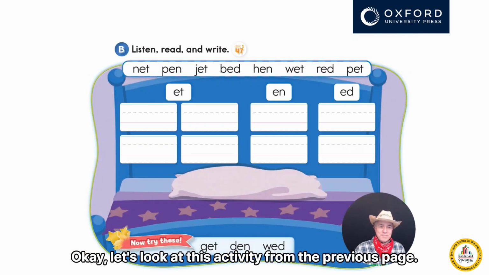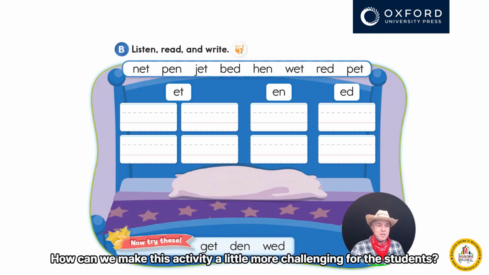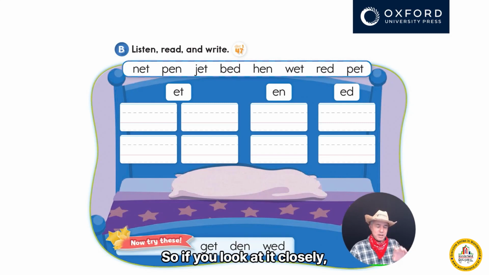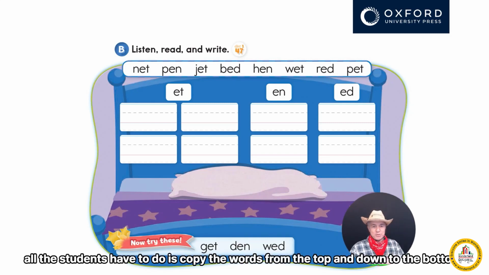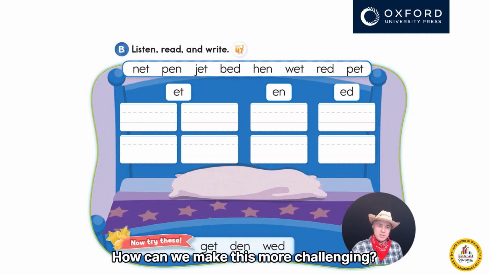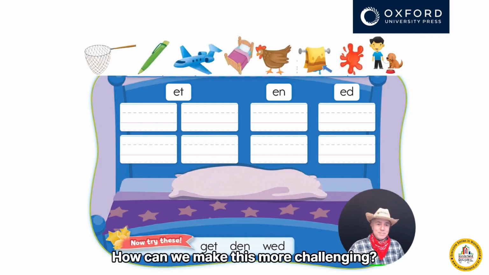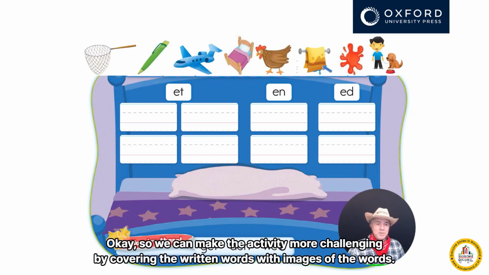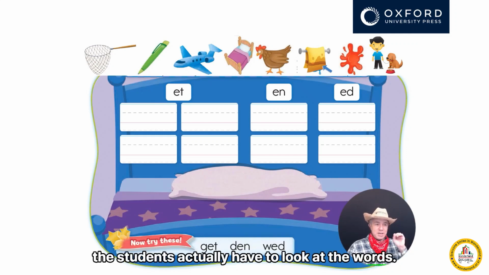Okay, let's look at this activity from the previous page. How can we make this activity a little more challenging for the students? So if you look at it closely, all the students have to do is copy the words from the top down to the bottom. How can we make this more challenging? Okay, so we can make the activity more challenging by covering the written words with images of the words. Okay, so in this case, the students actually have to look at the word.